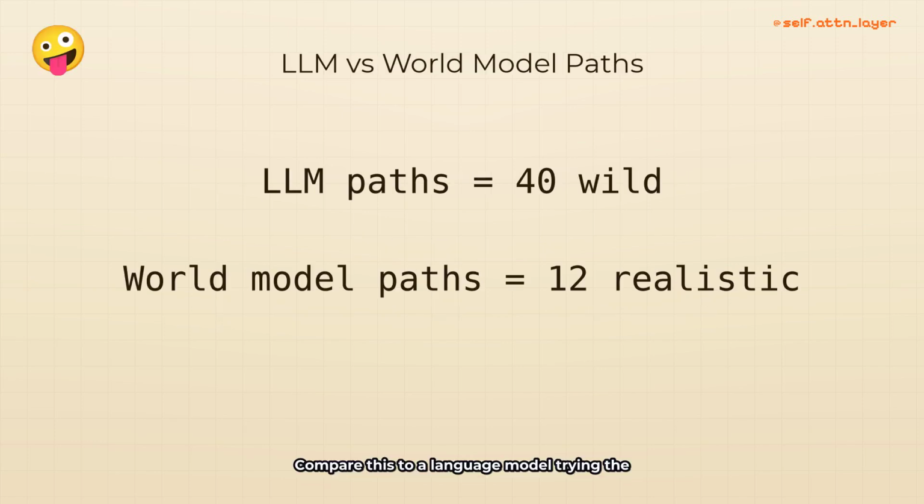Compare this to a language model trying the same task. It spits out 40 wild paths. Fly into a bird, teleport to the tree, use mind control on the drone. The world model? It reaches the tree in 12 tries. That's the difference between chaos and clarity.